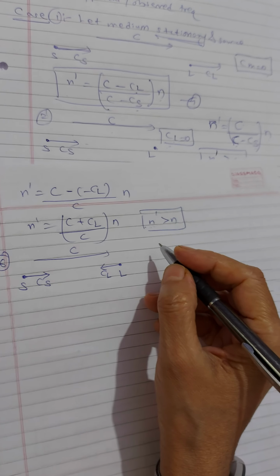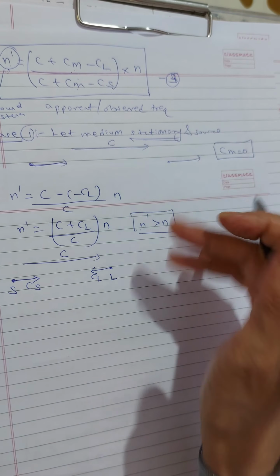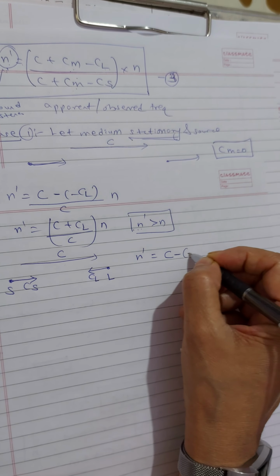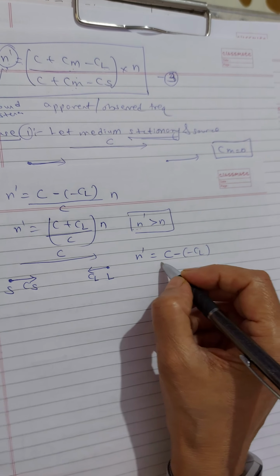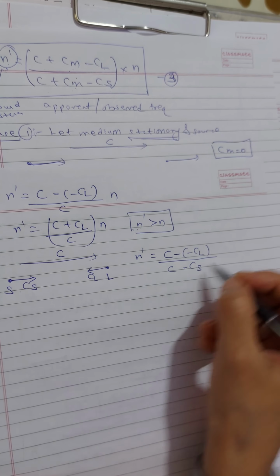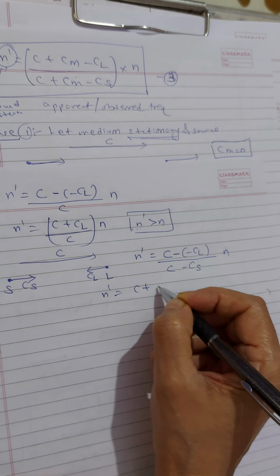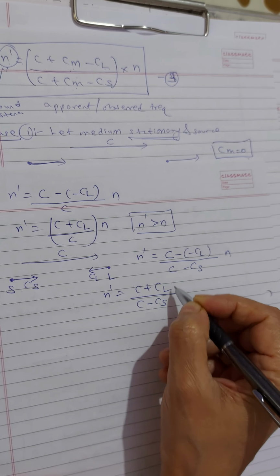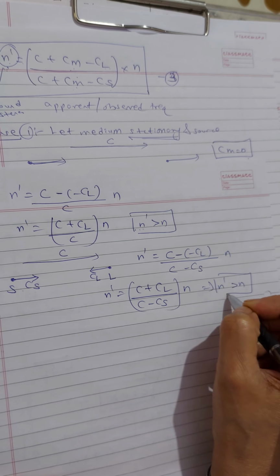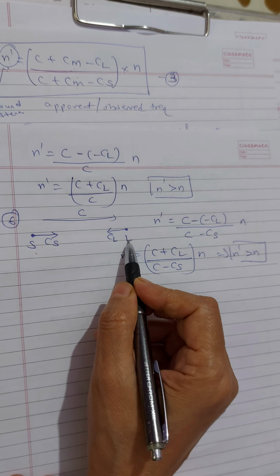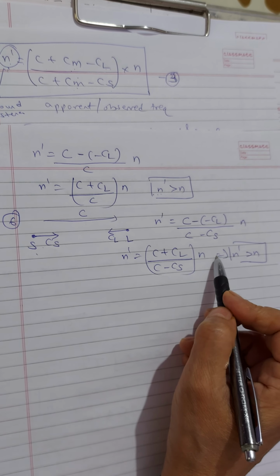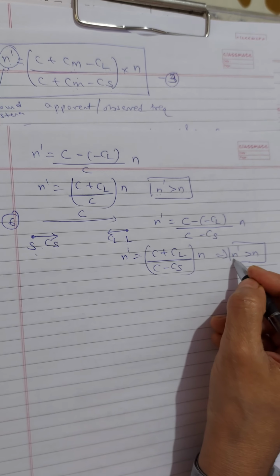Okay. So what I'll have to write, take the expression into account, N dash. So N dash will be C minus of minus CL, because this direction has changed, divided by C minus CS as it is, because this arrow has not changed. Okay, so this gives me N dash is equal to C plus CL upon C minus CS into N, which implies N dash greater than N. Now what happened over here? When the source and listener move towards each other, the apparent frequency N dash of the sound heard by the listener is increased, N dash greater than N.